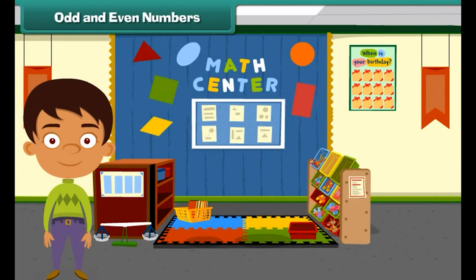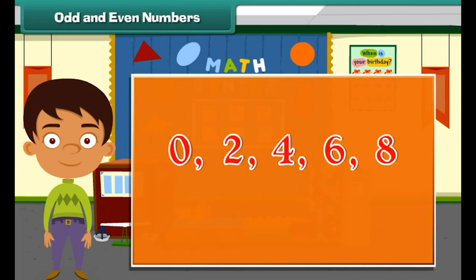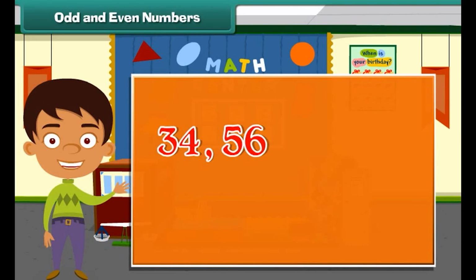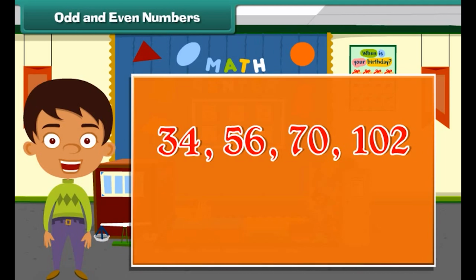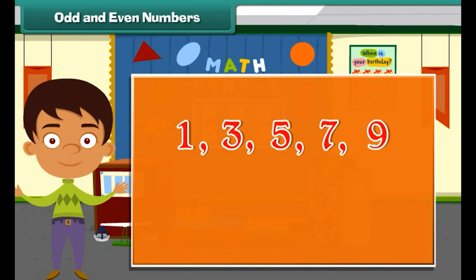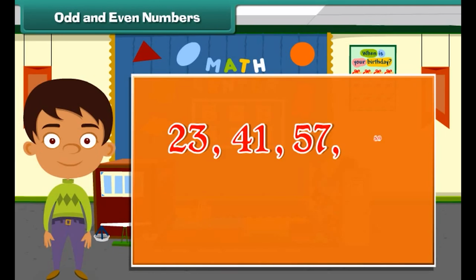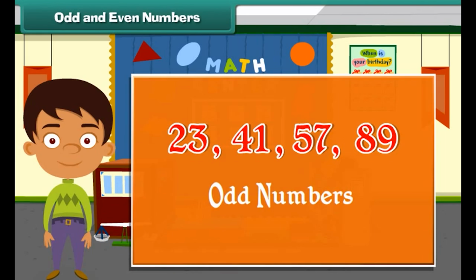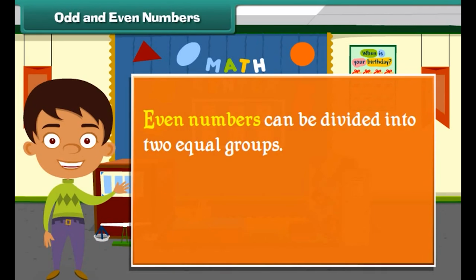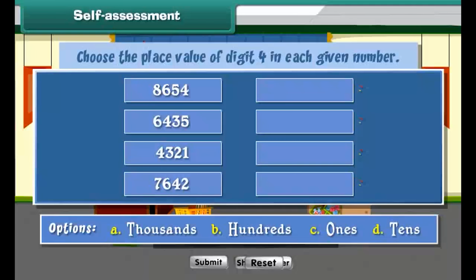Odd and even numbers. Any number that has a 0, 2, 4, 6, or 8 in the ones place is called an even number. For example, 34, 56, 70, 102 are all even numbers. Any number that has 1, 3, 5, 7 or 9 in the ones place is called an odd number. For example, 23, 41, 57, 89 are all odd numbers. Even numbers can be divided into two equal groups. Odd numbers cannot be divided into two equal groups.